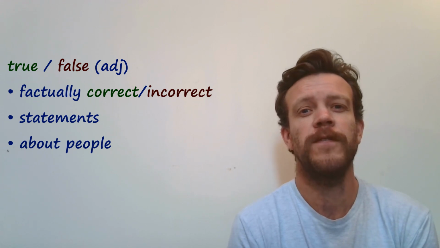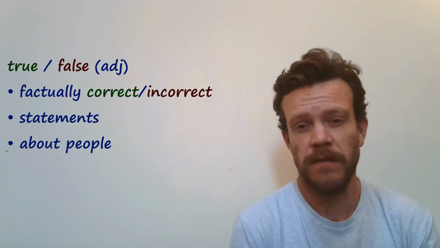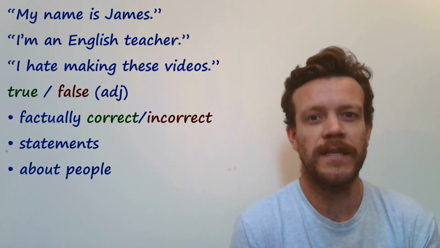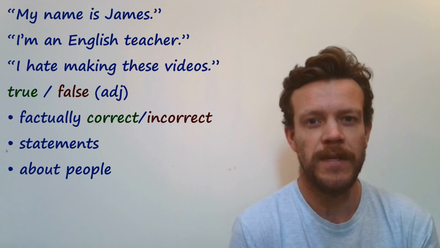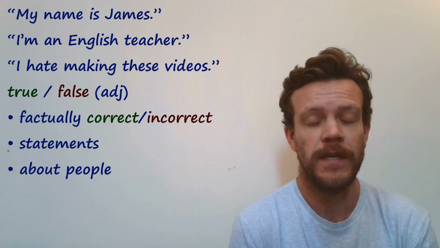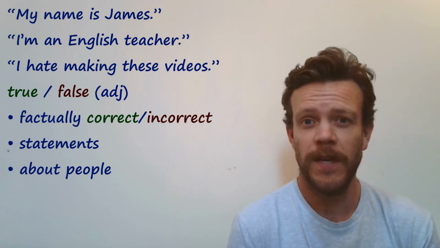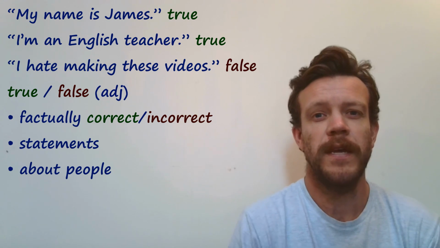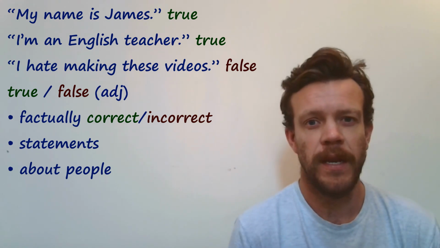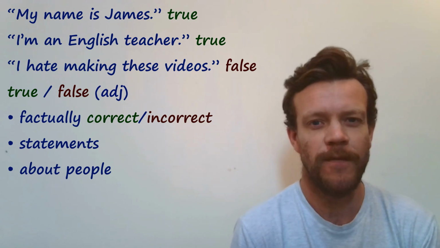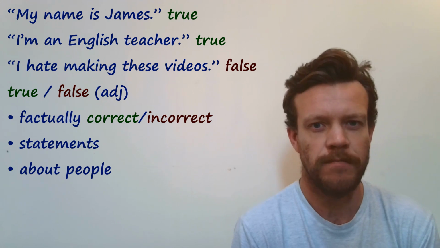We also use this for statements about ourselves, with personal information about our lives. Up here is a classic TEFL activity. 2 of those statements about me are true, factually correct. 1 of them is false, factually incorrect. Pause the video, see if you can think which is false. And well done if you said the first 2 are true. My name is James. I am an English teacher, but obviously the last one is false. I love making these videos.